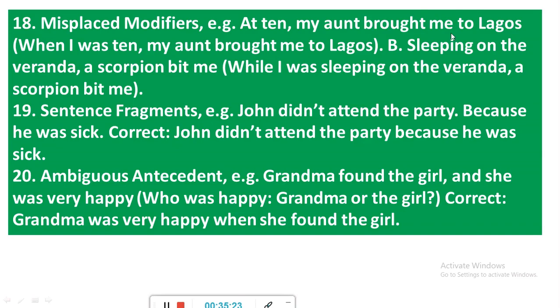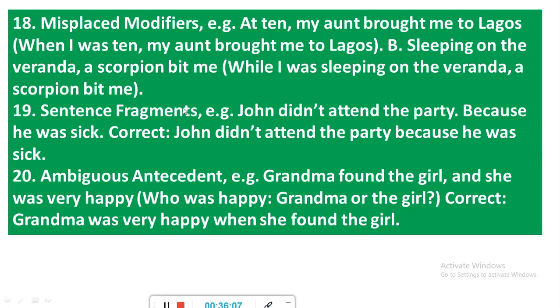Now, let's take another example of misplaced modifiers. Sleeping on the veranda, a scorpion bit me. Now, again, the confusion is, who was sleeping on the veranda? Was it the scorpion, or was it I who was sleeping on the veranda? So to correct it, again, we bring the modifier closer to the subject it is modifying. And what we have, which is correct, is, while I was sleeping on the veranda, a scorpion bit me.